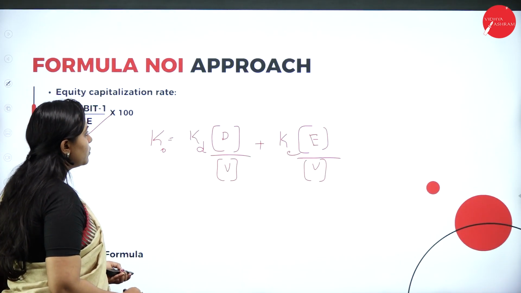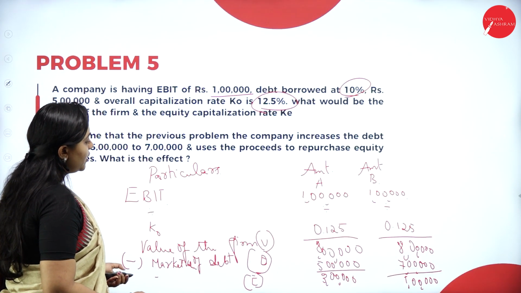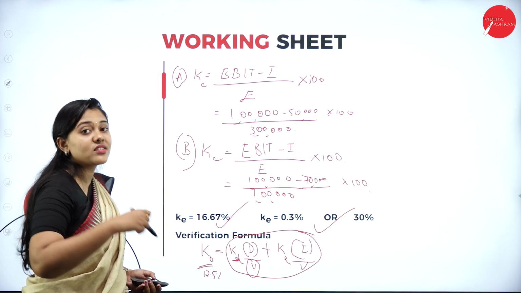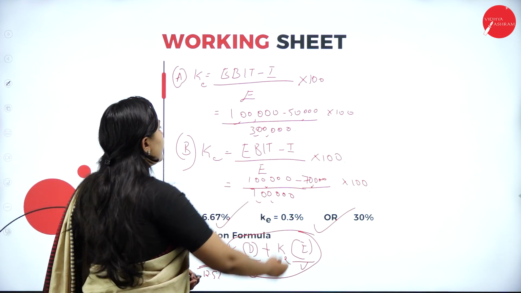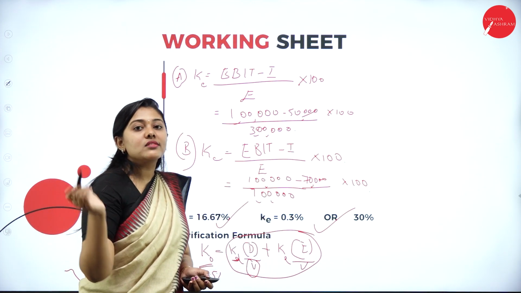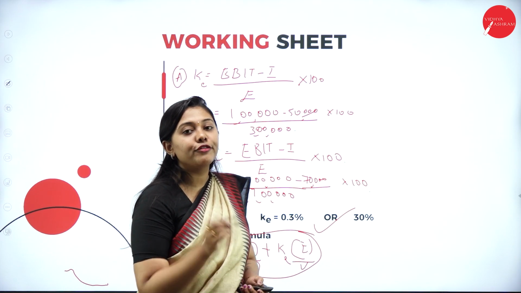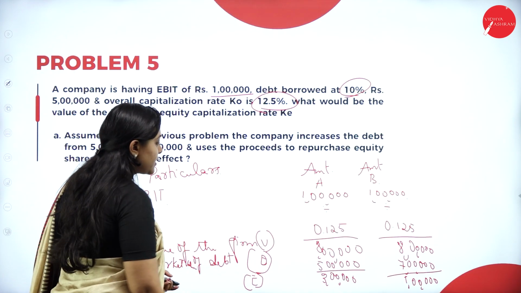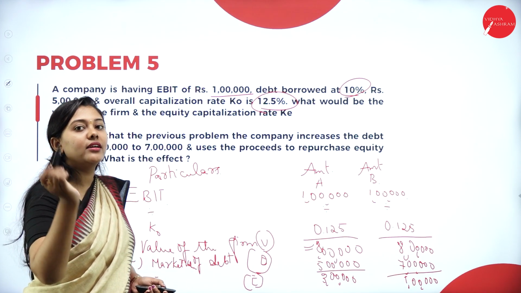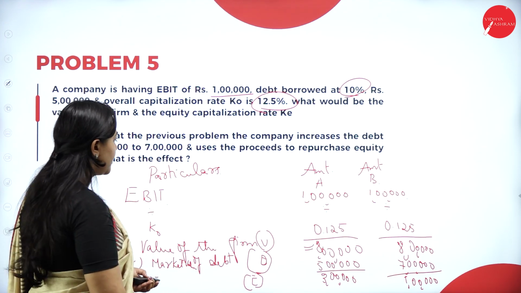So your debt value will be 0.10. What is the market value of debt? 5 lakh is the market value of debt, right? 5 lakh as it is. And what is the value that you have calculated for case A? That is your 8 lakh. So 5 lakh divided by 8 lakh.